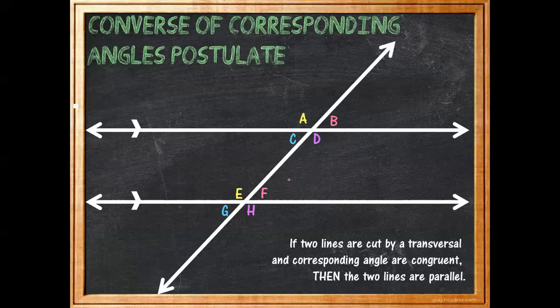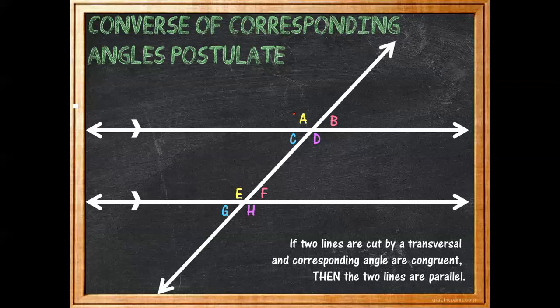What the converse says is that if two lines are cut by a transversal and corresponding angles are congruent, then the two lines are parallel. So what we're doing in this lesson is trying to prove that these lines are parallel, rather than given these lines are parallel, find the angles. So we're given the angles and we're going to prove that they're parallel.